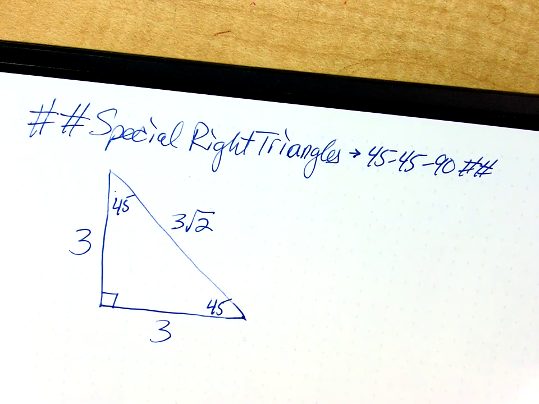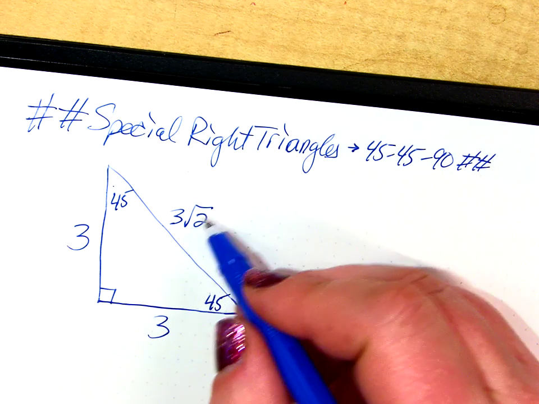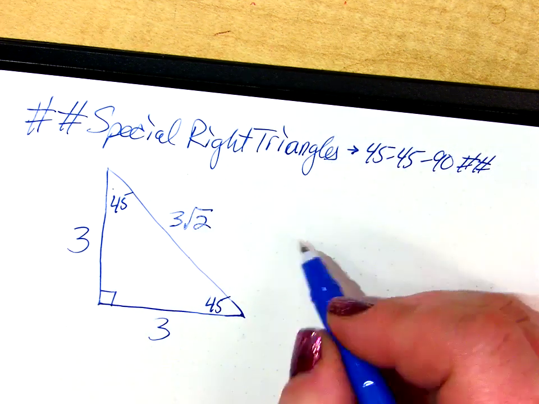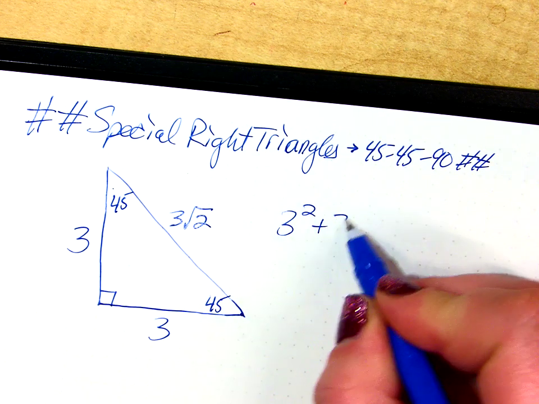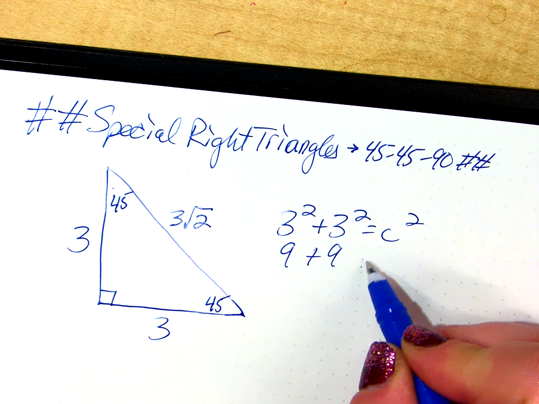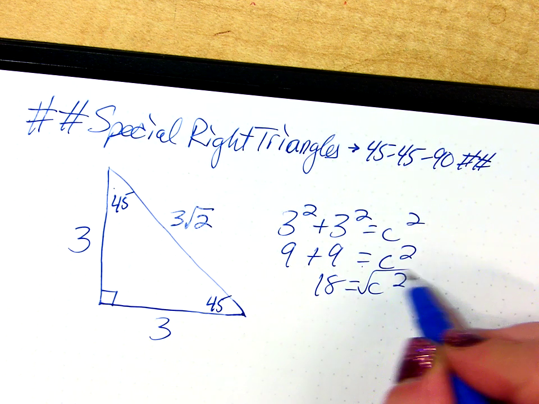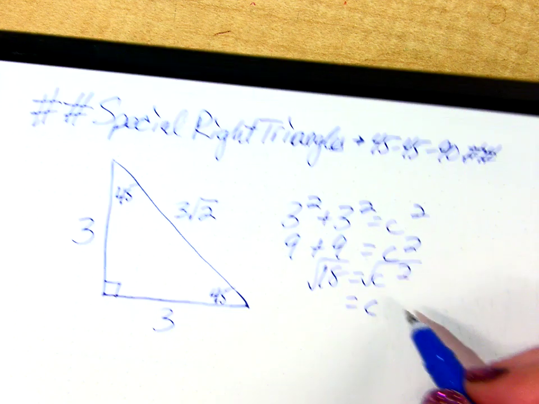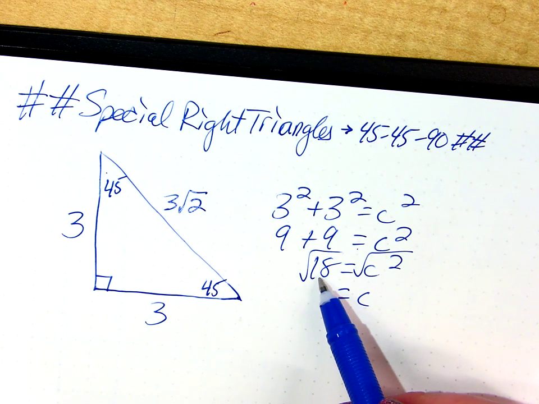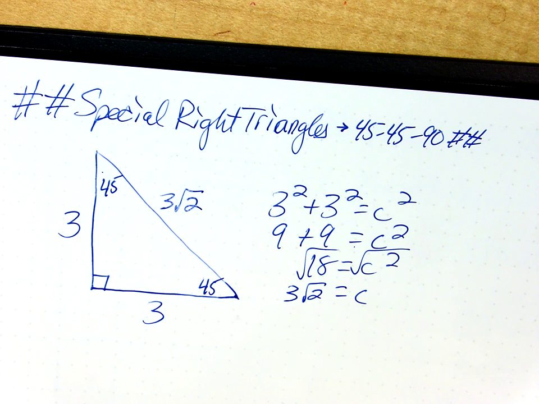Now, if you didn't know that, of course you could do the Pythagorean theorem and find it out. So let me just prove it to you. Pretend I didn't know that for a second. What is 3 squared plus 3 squared is going to get me c squared. So that's 9 plus 9, so that's 18. Square root both sides. So c, let's see, doesn't that split into 9 times 2, right? And the square root of 9 is 3. So voila, 3 root 2, what do you know?